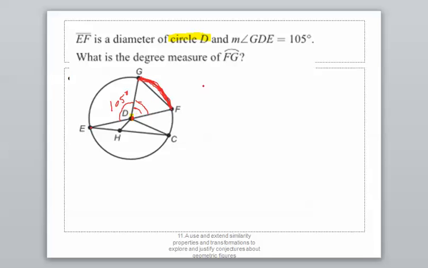So since I know that EF is a diameter, that's a straight line, that's 180 degrees. I can take 180 minus 105, and I get 75 degrees. This angle in here is 75 degrees. That means this arc out here is 75 degrees. That's how arcs are measured in degrees. Okay? Arcs are measured in degrees. But arc lengths are a length, and we will talk about how to find that length also. Okay?